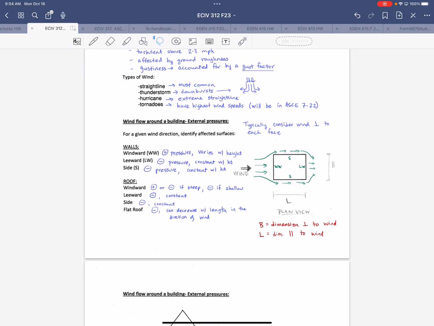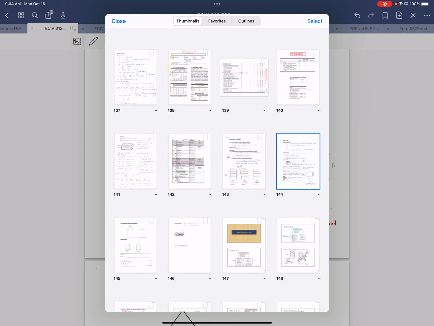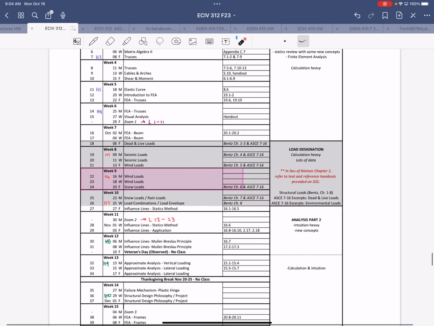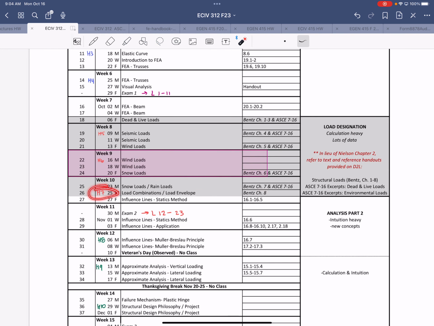I did post homework 7 on Friday, so homework 7 will be due next Wednesday, the 25th. And then, let me see, I think I have the schedule handy here. Yeah, so here we are, week 9. Homework 7 due the 25th. And then the second exam is going to be Monday, the 30th. So 2 weeks from today is exam 2.